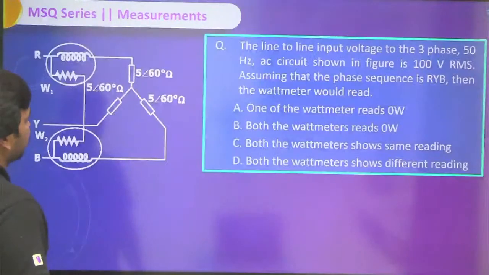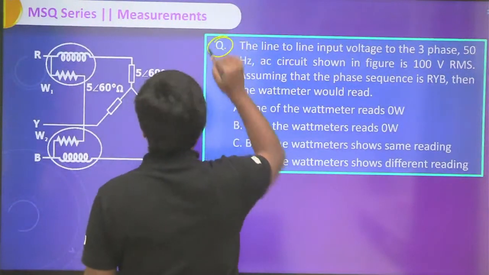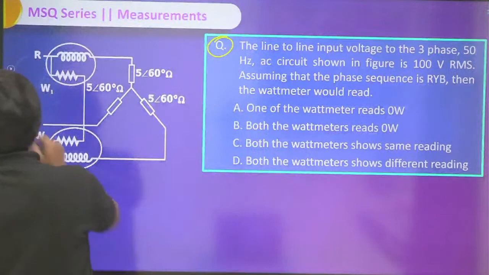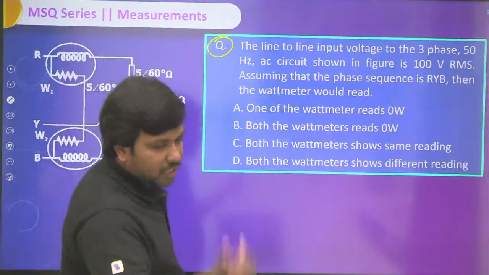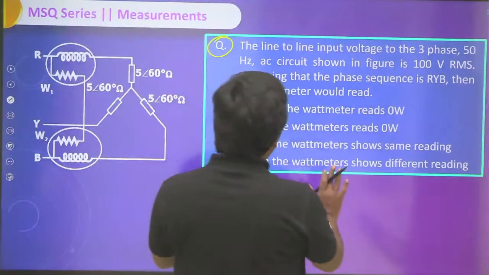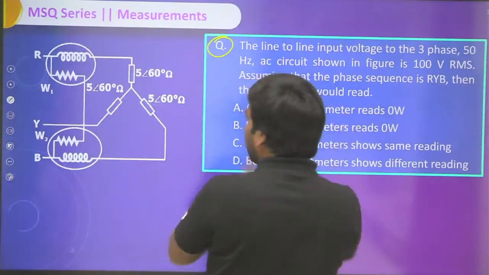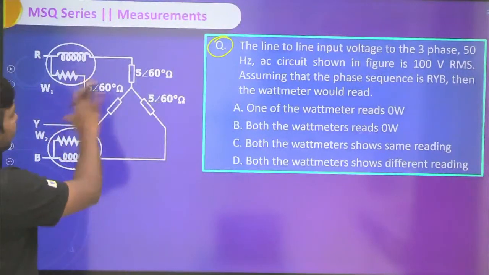Let's go to the next question here. The next question would be very simple, because I have taken this question by keeping the instrumentation students in mind, because electrical students, I know they can solve this just like that. It's a cakewalk for them. This is the three-phase measurement. Now, forget about these options. So look at the diagram, right? For electrical students, as I said, this is very, very simple.